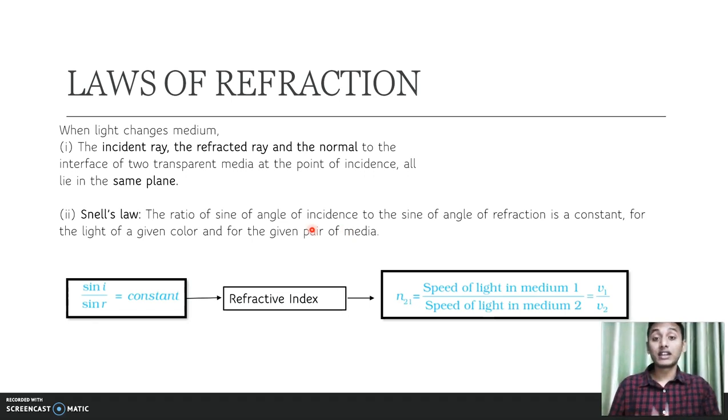Now this ratio has been named as refractive index. And what is actually refractive index? It is simply the speed of light in the first medium to the speed of light in the second medium. And it is given by the symbol N21 over here. It is read as refractive index of second medium with respect to first medium.